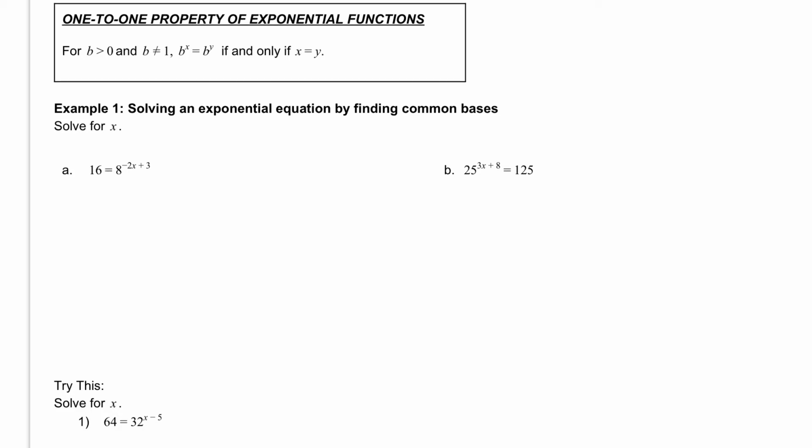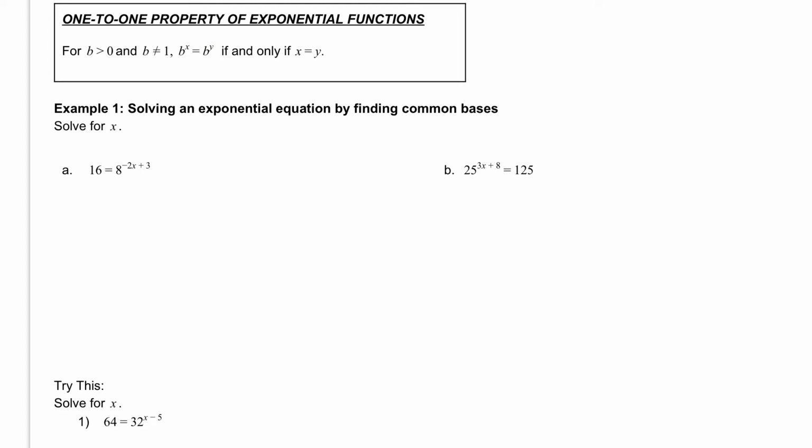In these notes, we're going to start with example 1, solving an exponential equation by finding common bases. If you look at the box above, we have what we call the one-to-one property of exponential functions. That basically says if b is greater than 0 and not equal to 1, b raised to the x is equal to b raised to the y if x is equal to y. So basically, if the bases are the same, the exponents must be the same.